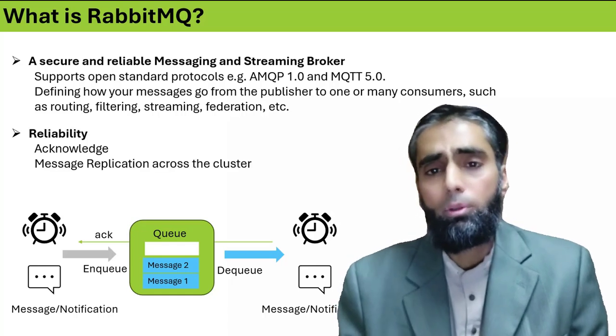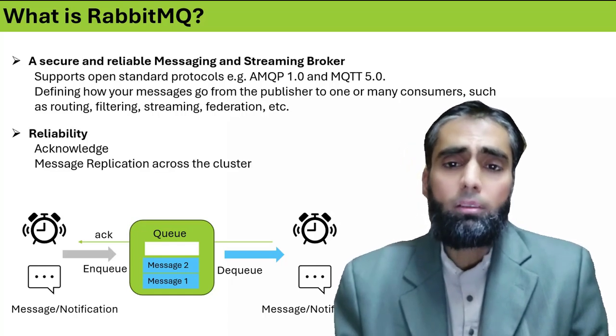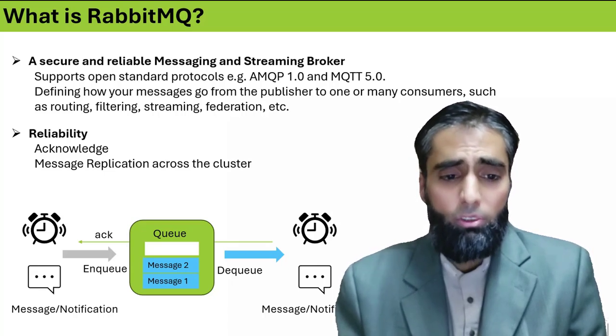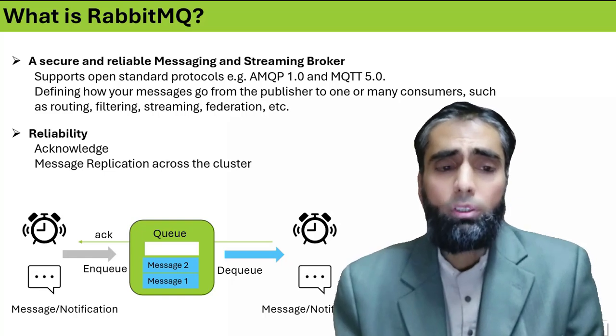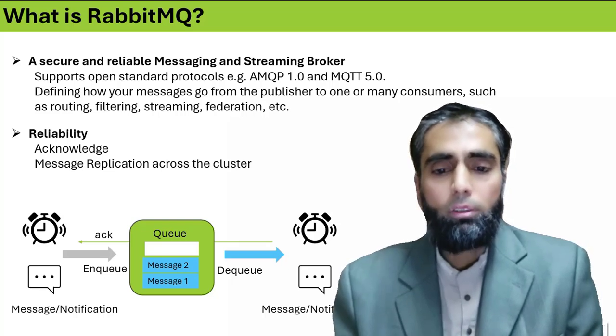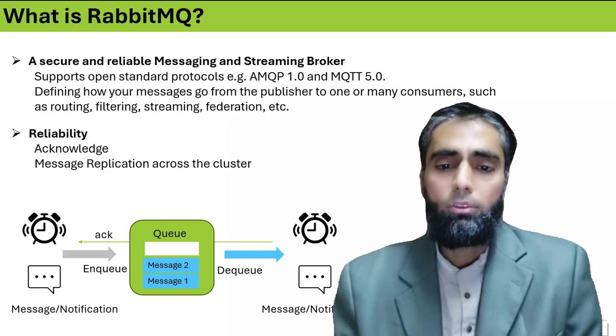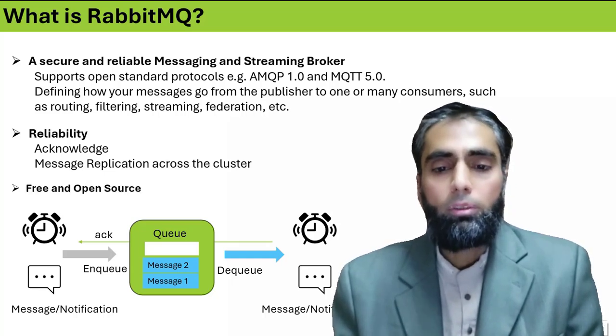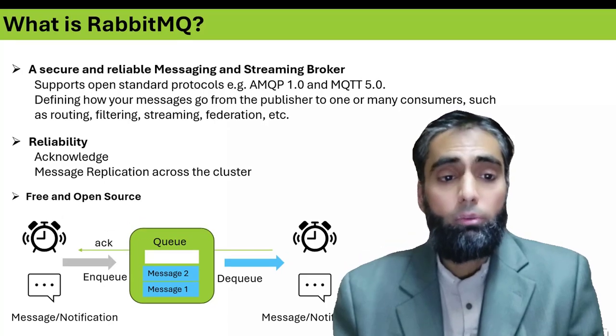If we talk about RabbitMQ reliability, it uses acknowledgements. The messages are acknowledged as we have just discussed, and it's shown in the diagram. Also, the messages can be replicated across the clusters, so that if there is any issue with one of the instances of the RabbitMQ service, another instance can take over. Another thing is that RabbitMQ is freely available and open source. You can use it without any cost.